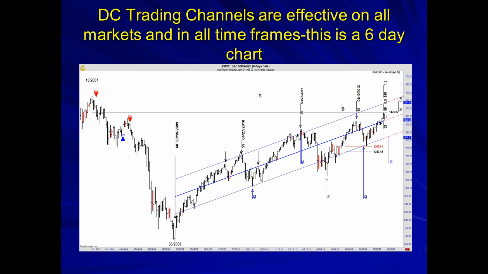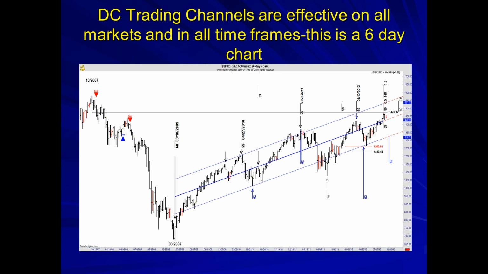This is the S&P 6-day chart. This is our basic timing chart. You'll see that the Danielcode trading channel defines this move nicely and has been defining it since March 2009.